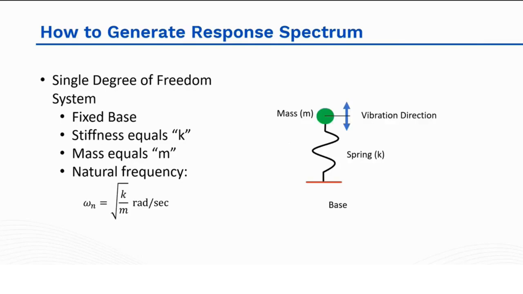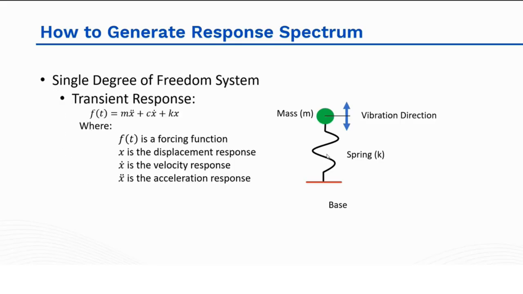If we think about a single degree of freedom system, like the image on the right, we have a spring in the middle, constrained at its base, and we have a mass on the top, and it's able to vibrate up and down. We can approximate that natural frequency using the formula at the bottom of the screen. And if we wanted to find the transient response, we could solve the equation of motion for this system and consider damping as well. From this, we could determine the displacement, velocity, and acceleration response.